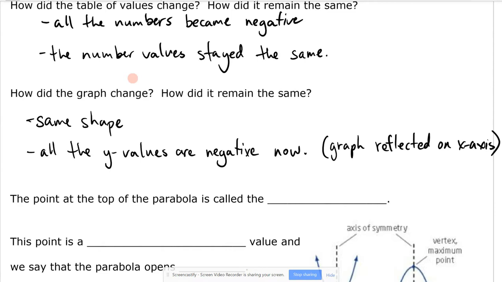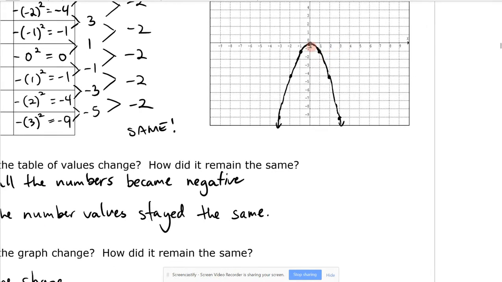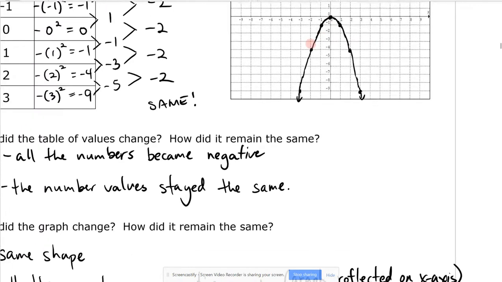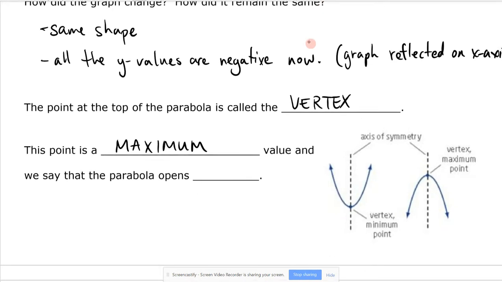Now the point at the top of the parabola, this is also the vertex. Okay, this point right here, which changes direction, is the vertex. And it's now the maximum point. Not a minimum, because there's no minimum. The parabola can keep going forever in both directions. But at the very top, the y values don't go above this point, so that's my maximum. So the point at the top is called the vertex, and this point is a maximum value, and this time we say the parabola opens down. Okay.